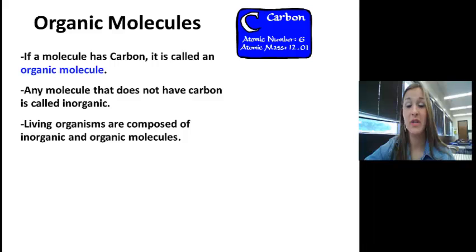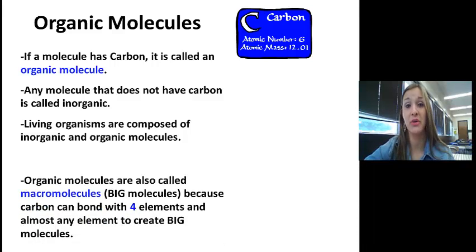So living organisms are composed of organic and inorganic molecules, but we're going to be focusing on organic molecules because carbon can form organic molecules. And these organic molecules are sometimes called macromolecules. Think about what the word macro means. If we're talking about a microscope, we're looking at something that's really, really small. Macro is the opposite. It means we're looking at something really, really large. So macromolecules are large molecules that are formed from carbon. There are also other elements, and we're going to look at those. But carbon is the reason why we can form these big molecules.